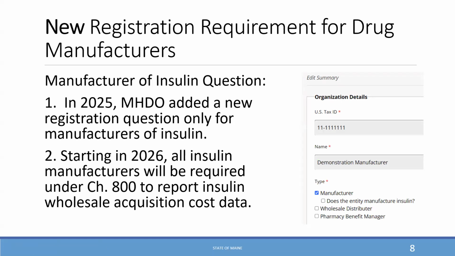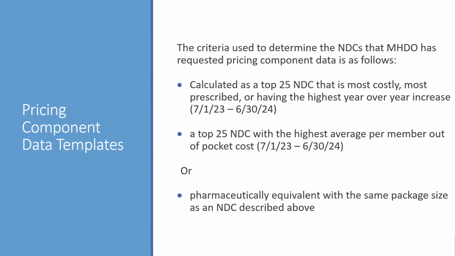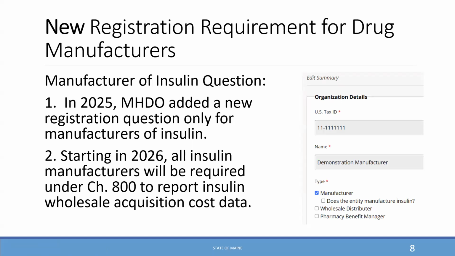And assuming that it gets through that process, we will send out communications to folks, but we will not be requiring the submission of that data until beginning in 2026. But we are asking, as part of the registration, that you let us know if you are a manufacturer of insulin. The new rule, assuming that it all goes through, will be referred to as Chapter 800. And again, we'll do a whole lot of communication to those manufacturers that will be subject to this new requirement.